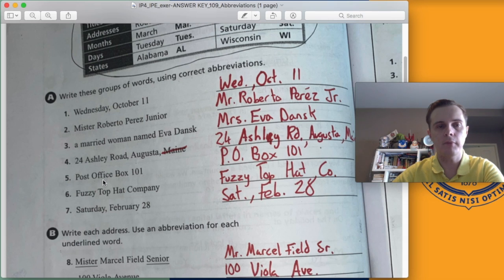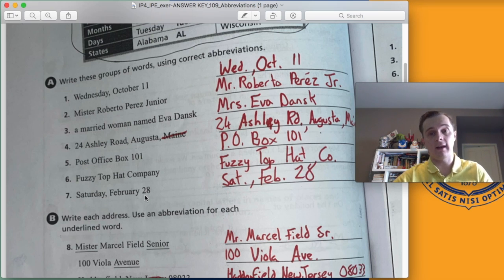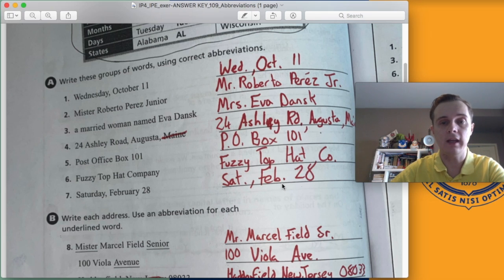Number five, Post Office Box 101. Change Post Office to P period O periods. Number six, Fuzzy Top Hat Company. You change company to CO periods. And number seven, Saturday, February 28th. You change Saturday to SAT periods and February to FEB periods.